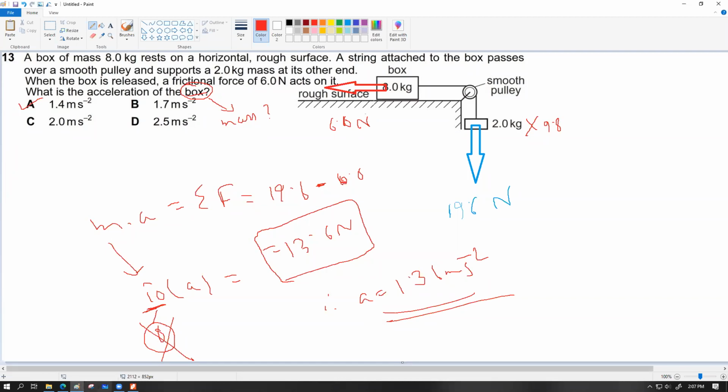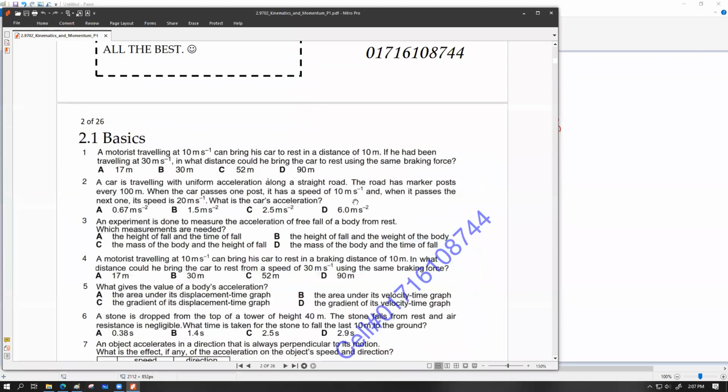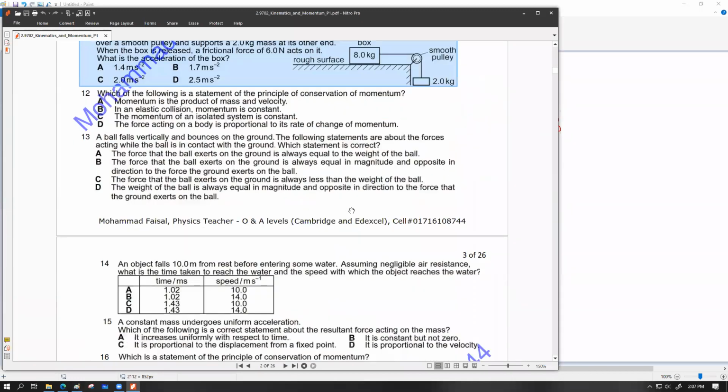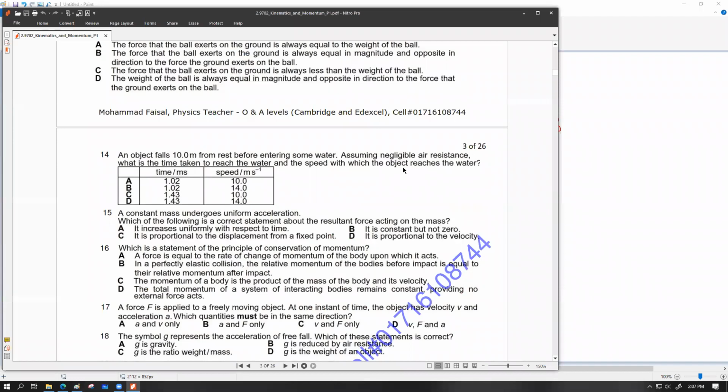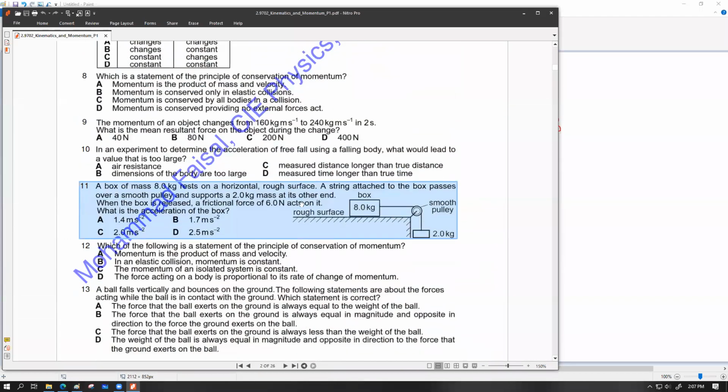Understood? I hope so. Okay, anything else from this page number 2? Yes, anyone? Page number 3. Page number 2, number 12. Okay, we'll go for it, no big deal. Question number 12, look.